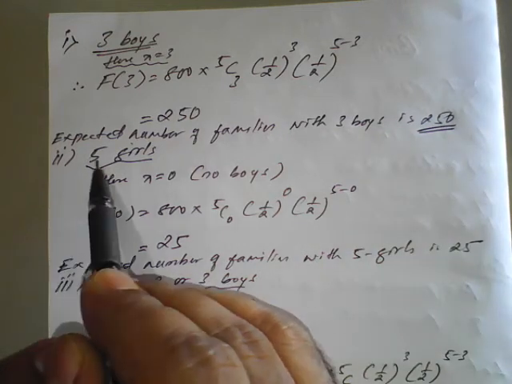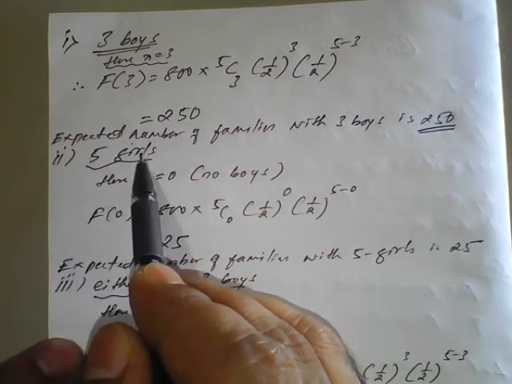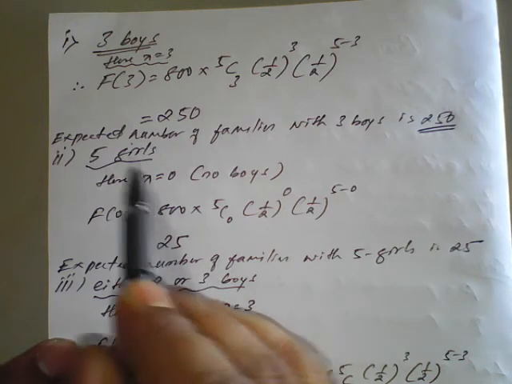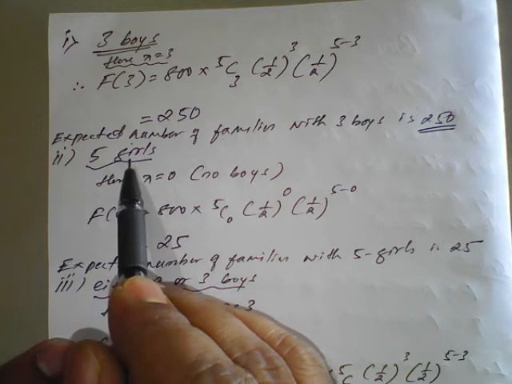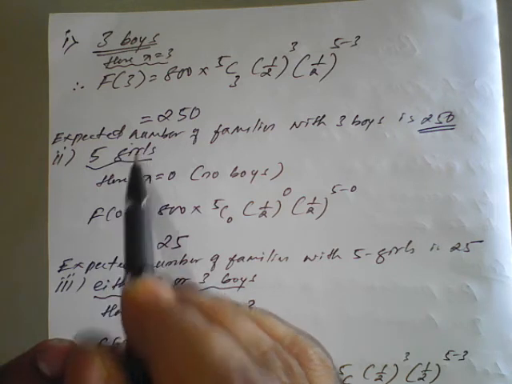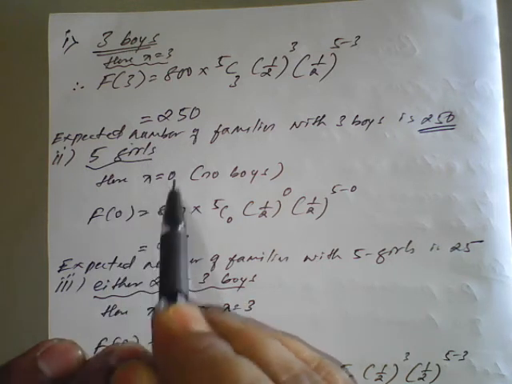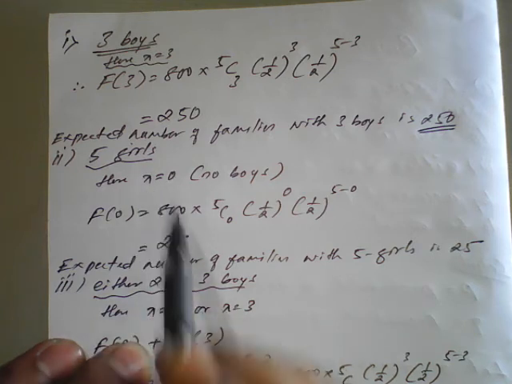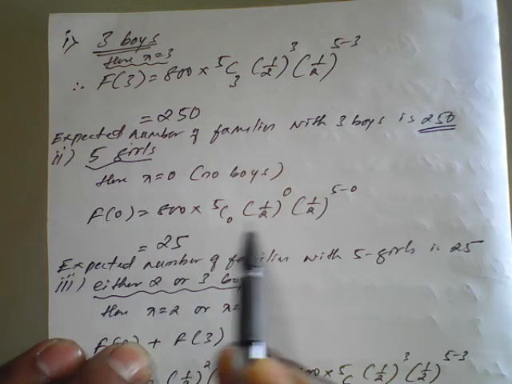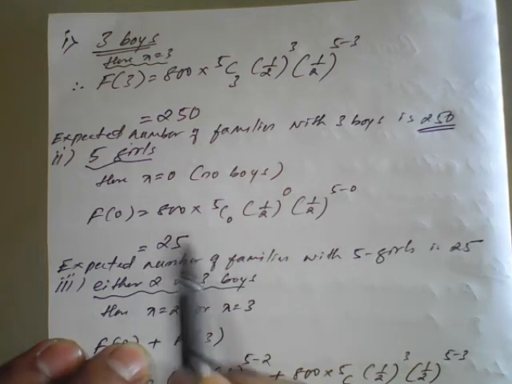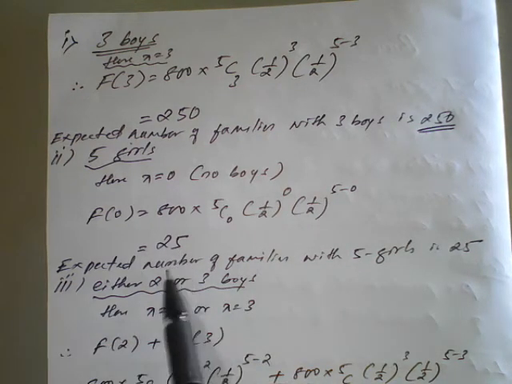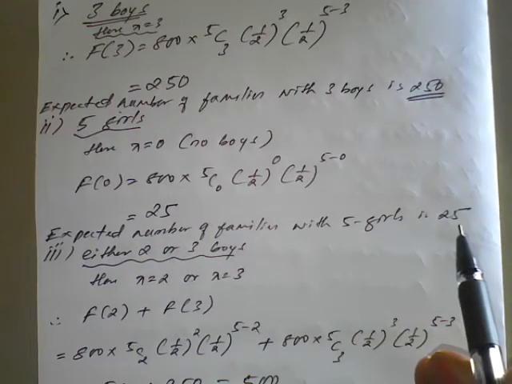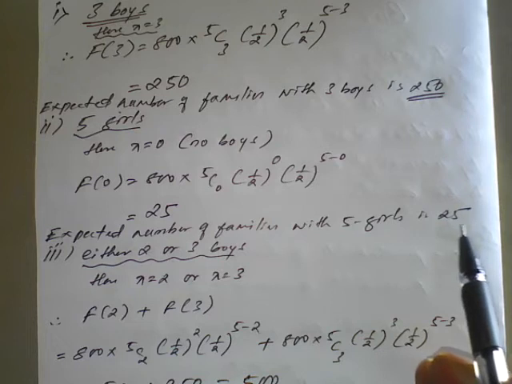Similarly, the second question, 5 girls. But remember, I had taken x as the number of boys. So out of 5 children, if there are 5 girls only, then there are no boys, and no boys means x is equal to 0. If you replace x equal to 0 in this expression, we will get 25. So the expected number of families with 5 girls out of 800 families is 25.